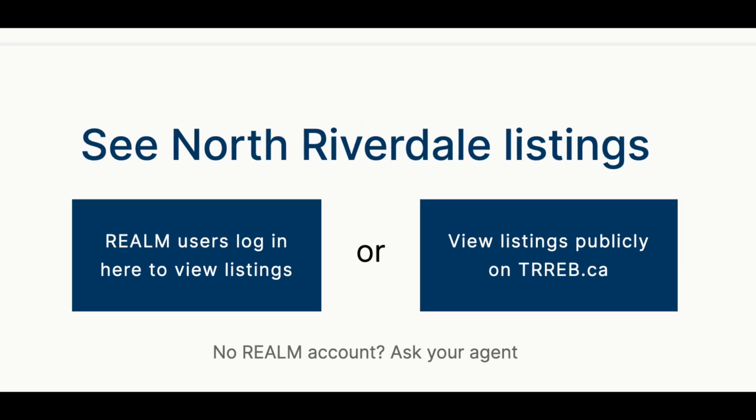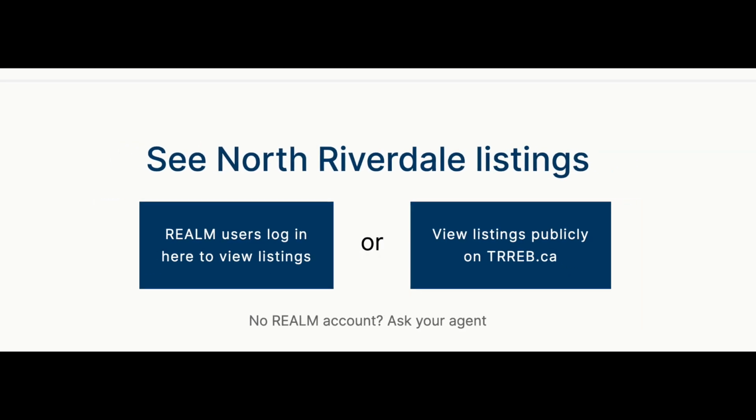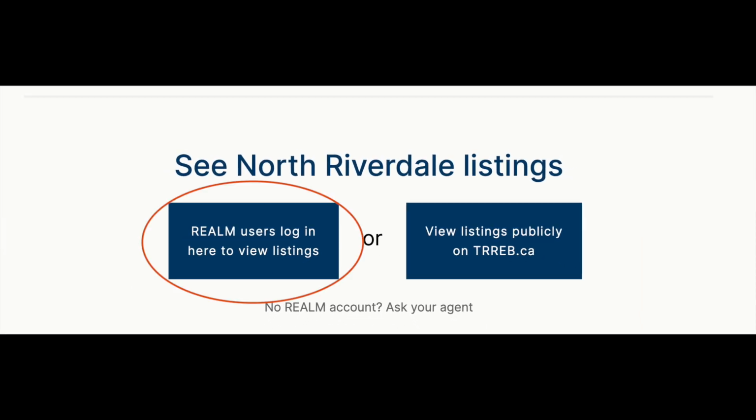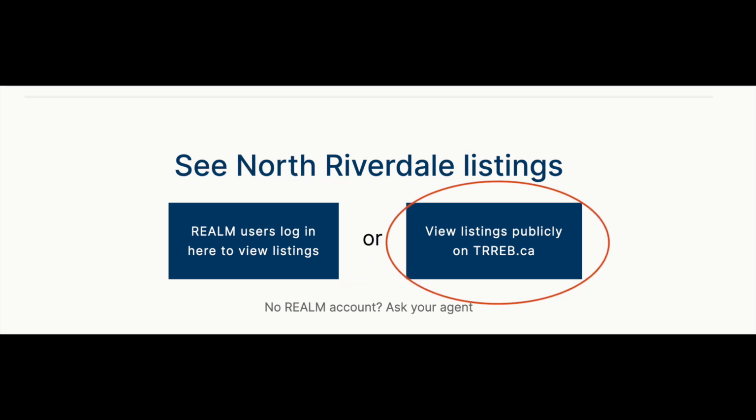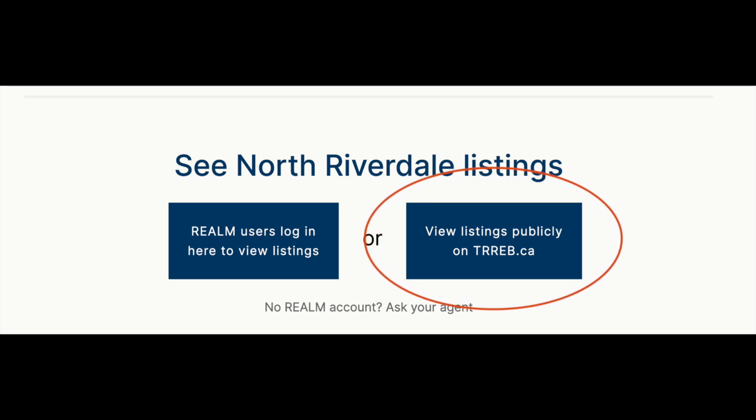And finally, if a home buyer decides they like the neighborhood, they'll want to see listings. If you've invited your client to Realm Access, they can see the listings for the particular neighborhood, in this case, directly on Realm. From there, you can track what they click on. If not, they can still see the listings for that particular neighborhood on TREB's public site, treb.ca.